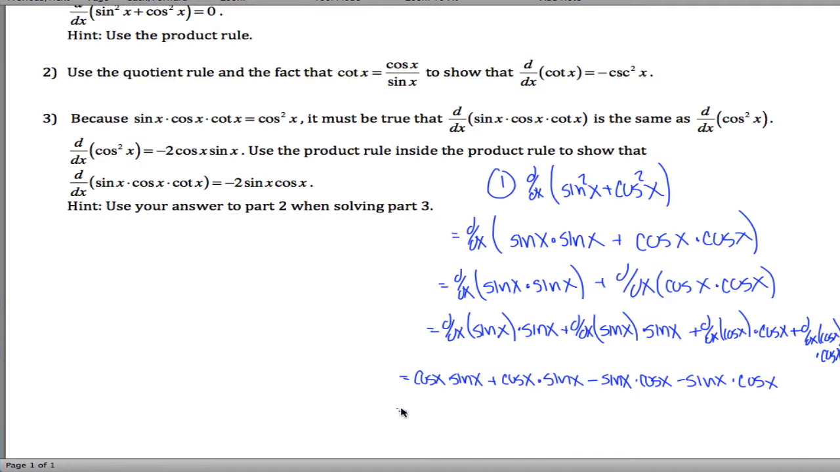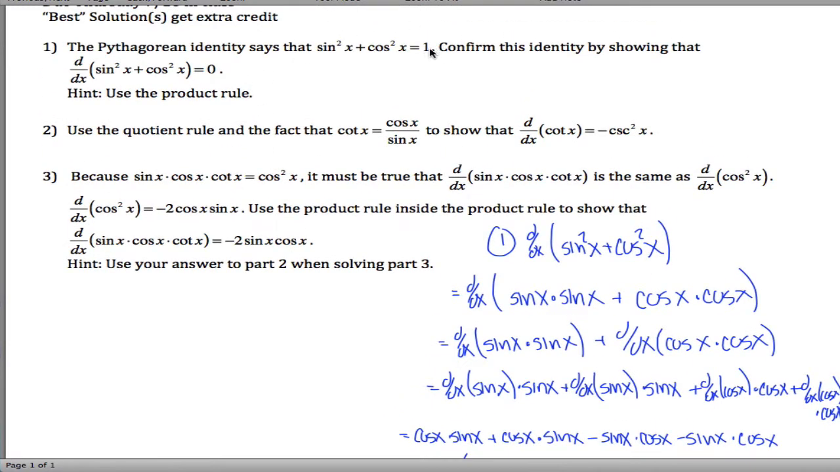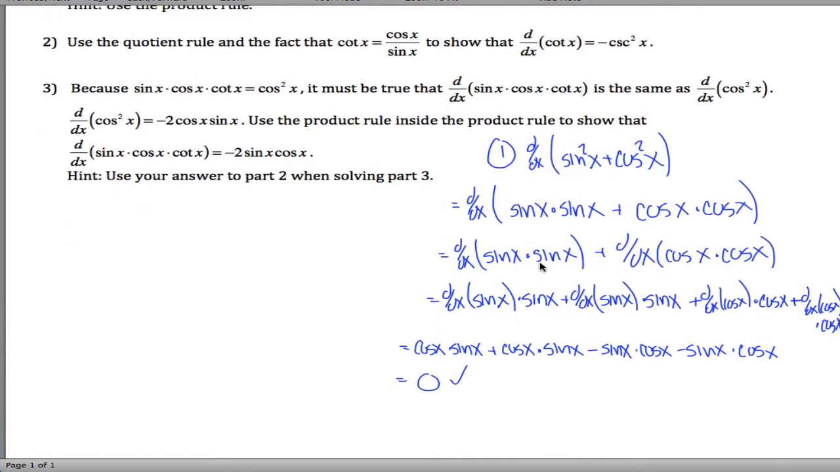So really what we have here is cosine of x times sine of x plus cosine of x times sine of x minus cosine of x times sine of x minus cosine of x times sine of x. We get 0. That's what we were hoping to get. That's the right answer because the derivative of, gotta scroll up a little I guess, 1 is just 0. And this is just equal to 1, so the derivative of this better be equal to 0. It is.